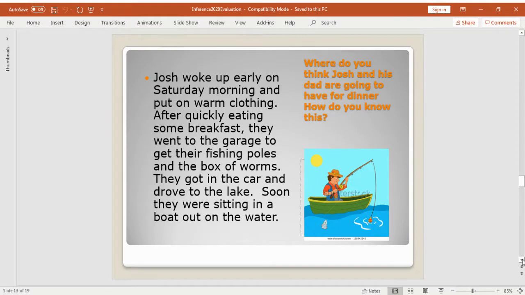Based on this text, they want us to draw some conclusions. Where do you think Josh and his dad are going to have for dinner, and how do you know that? Well, let's look back in the passage. It says very clearly that they got some worms. That's a clue. They got some fishing poles. Another clue. They went to the lake. Based on these 3 pieces of evidence, what did you say that they were going to eat? If you said fish, awesome! Give yourself a high five.